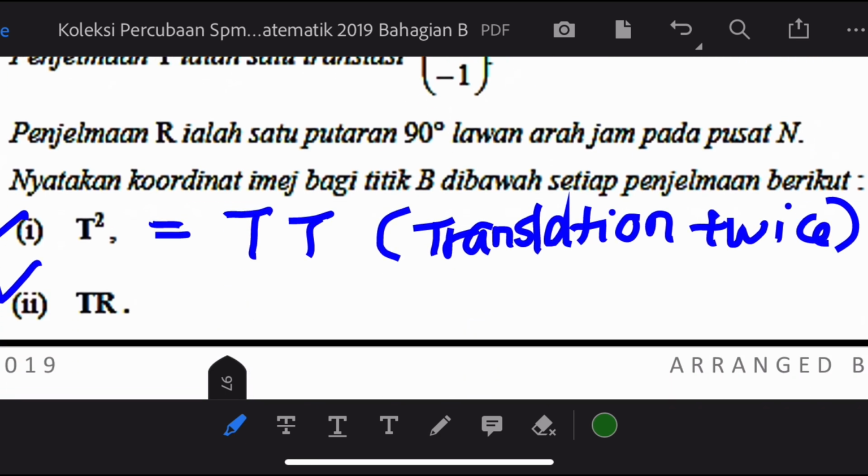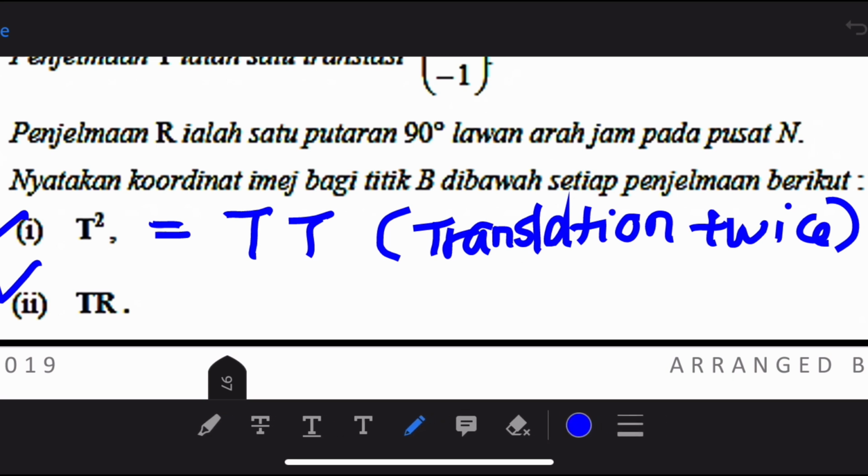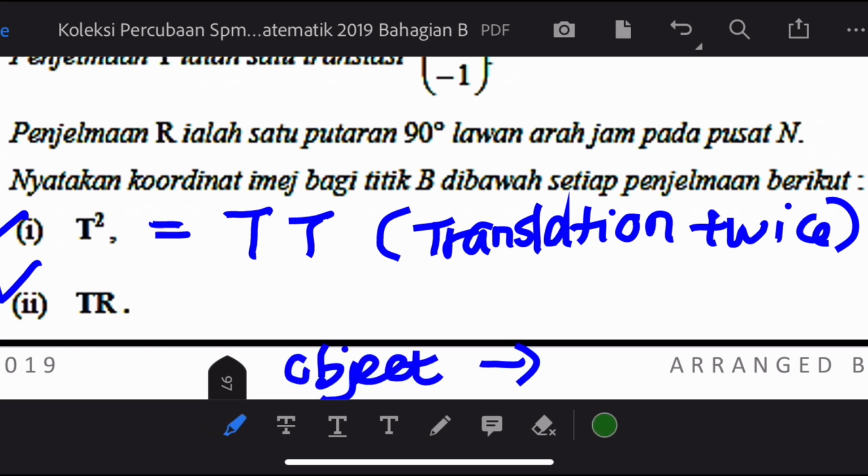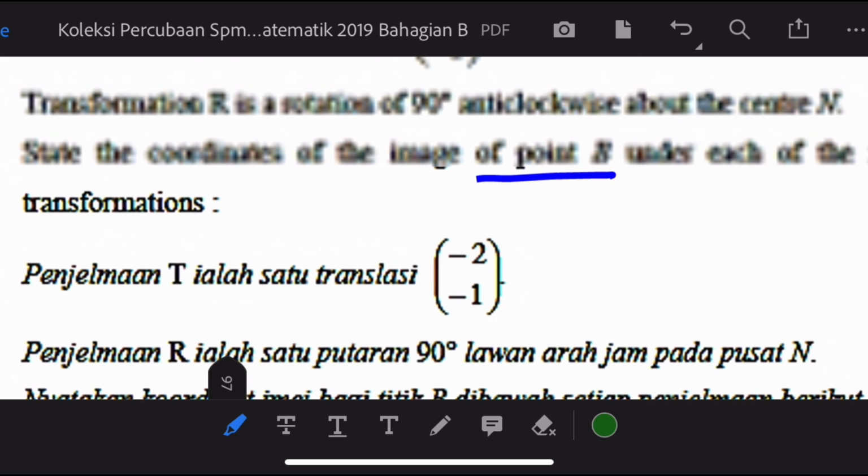So which one do you have to do first? You have to do R first. You do the rotation first, followed by translation. So try on your own, with point B as the object. After you try, write down your answer in point form for the first image and the second image. After you perform the rotation, you write the image, and then that image will be the object for the translation. The final image you write down also.